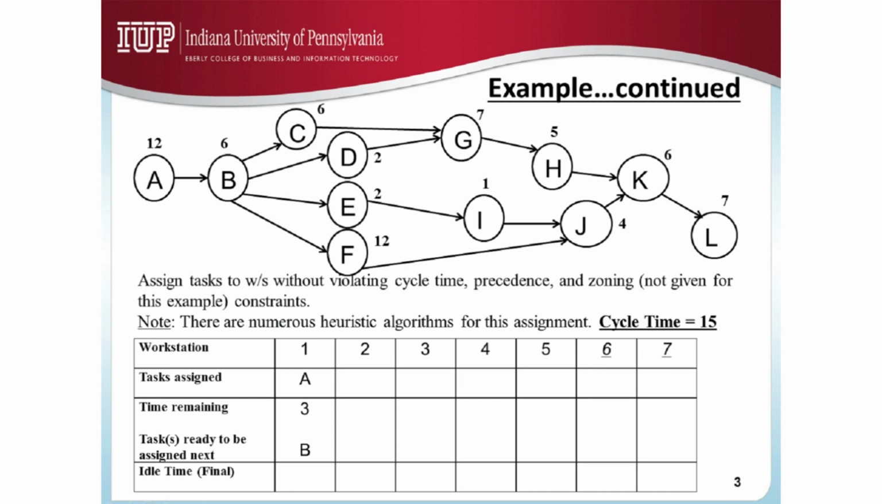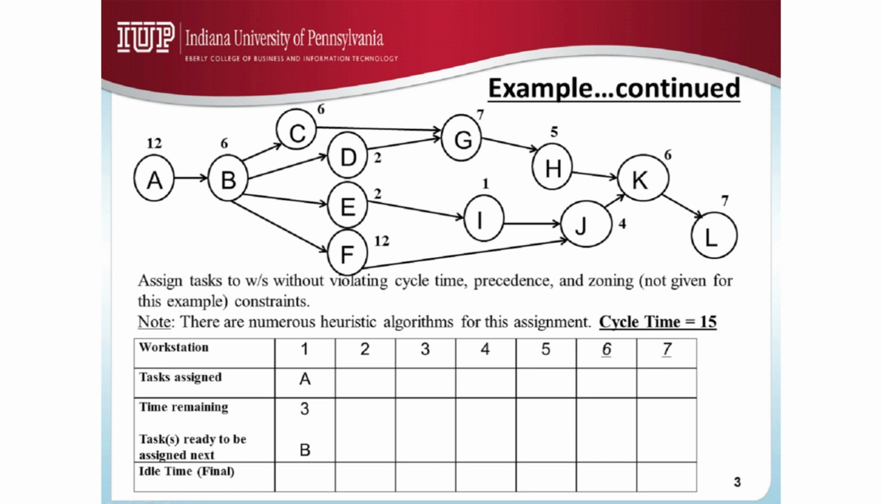Then I have tasks assigned to these workstations. Then how much time is remaining, and which tasks are ready to be assigned next, and finally we'll figure out the idle time. All of these will become obvious in a minute. Like I said earlier, assign the tasks to workstations. There are 12 tasks and 5 plus workstations without violating cycle time, meaning no workstation will be assigned tasks which require more than 15 minutes.